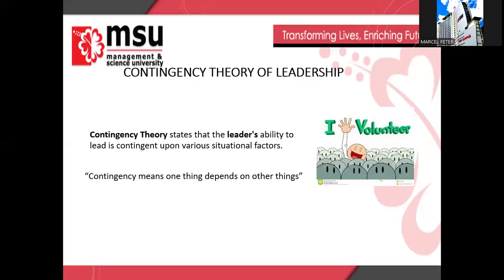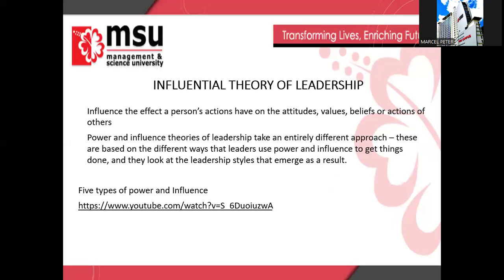So, in conclusion, for contingency theory, leadership is not one size fits all. A good leader adapts to situations, and situations will determine how a leader should lead. This is the main idea behind the contingency theory of leadership.